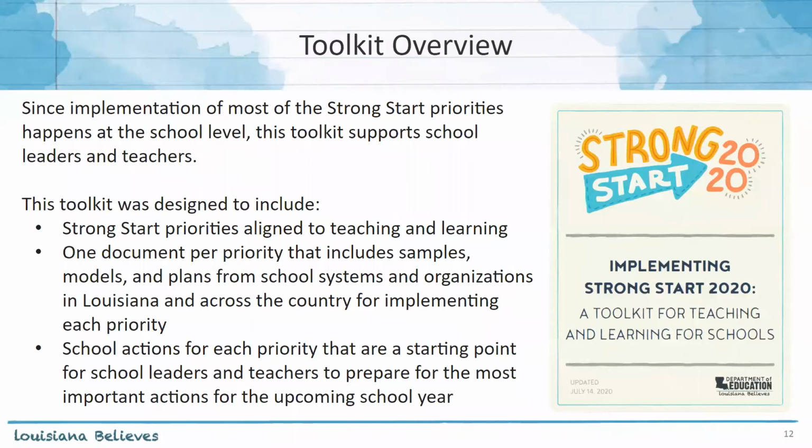And we've used examples from school systems in our state or organizations in our state and across the country for what this looks like as far as implementation. In addition, there are school actions for each priority, and these are just a starting point for your team to think about. This is not an exhaustive list of all the actions that need to take place, but they are the most important places to start.